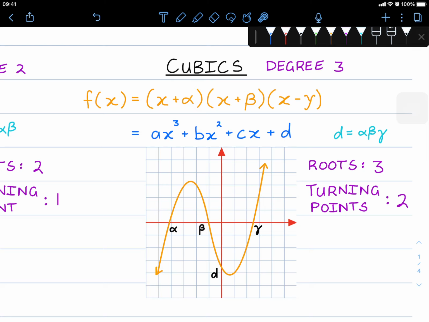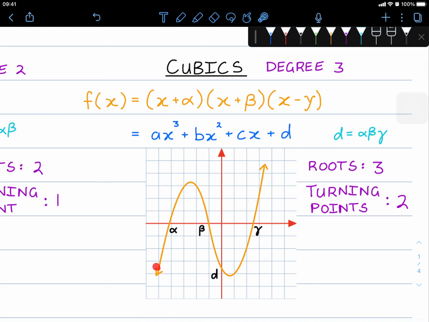Now, it's possible for this to have 1 turning point. No turning points, like this. That's still a cubic. But if it has 1 turning point, it's possible for it to have another turning point without a root. See? And lastly, notice how it starts here and ends there. So it starts here, ends there.